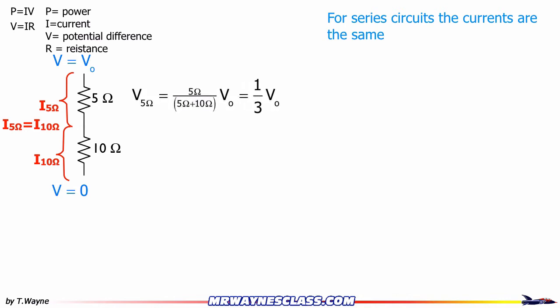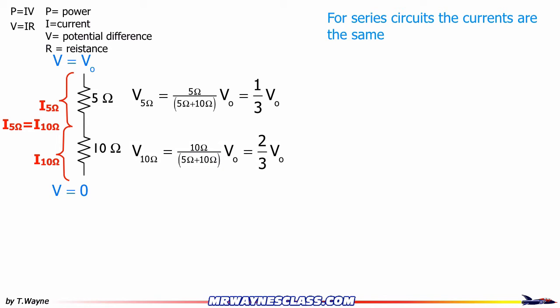Because voltage is directly proportional to the resistance, I know that the voltage of the 5 ohm is going to be 5 ohms divided by the sum of the two resistors, or 1/3 of whatever the initial energy is. And the energy of the 10 ohm, which is the voltage, is going to be 10 ohms divided by the sum of the two resistors. So 10 divided by 15, which is 2/3 of the original voltage, or 2/3 of the original energy.